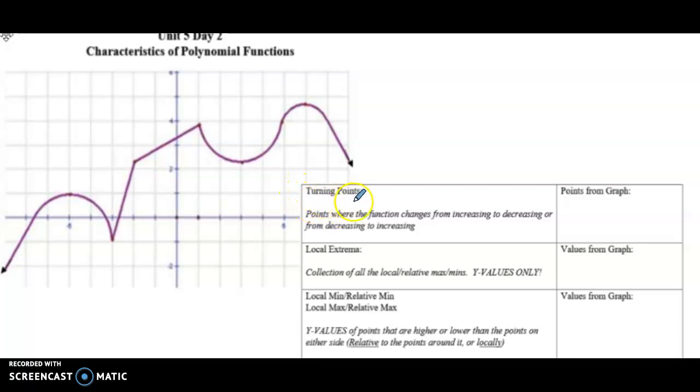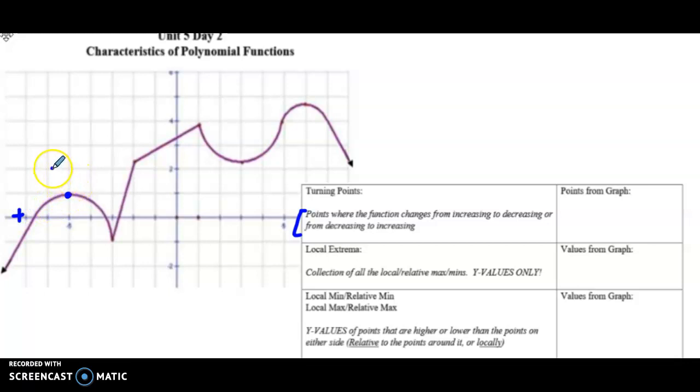The first one we're going to talk about is something called a turning point. A turning point is a point on the graph of your function where it changes from increasing to decreasing or decreasing to increasing. If you want to think about this, think about it as walking uphill or downhill. On this graph, this would be increasing because my graph is going uphill until I get to this point right here.